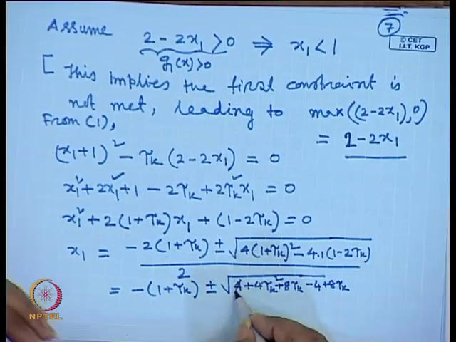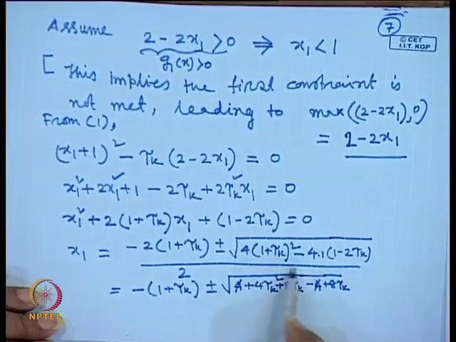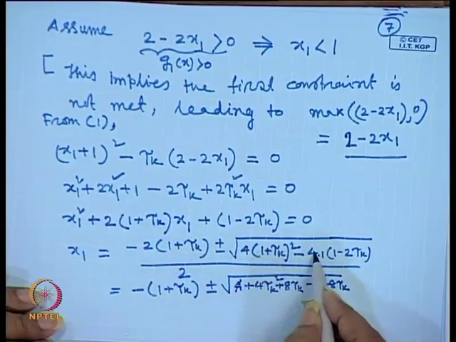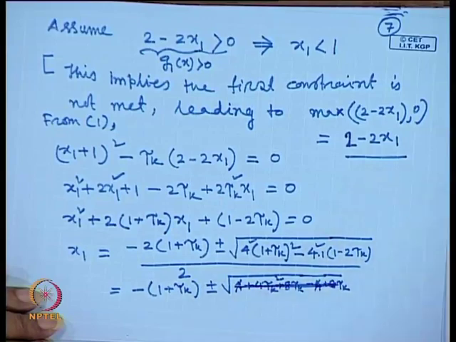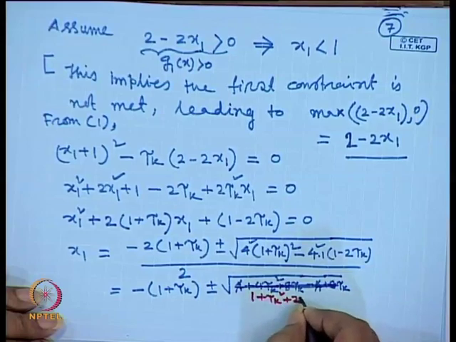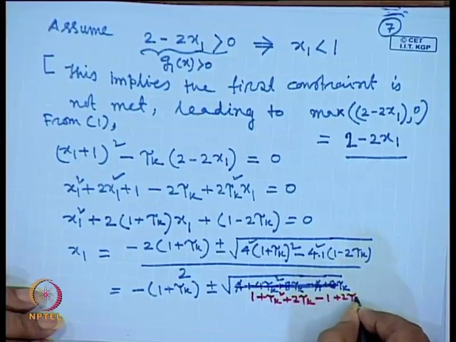Agree? So, this cancelled and this 4 tau square, 4 tau square, and this is the 8, 4 into 2 is 8 plus 16. Now we have taken 4 out. Agree? So, it is left with 1 plus tau square plus 2 tau k minus 1 plus 2 tau k.